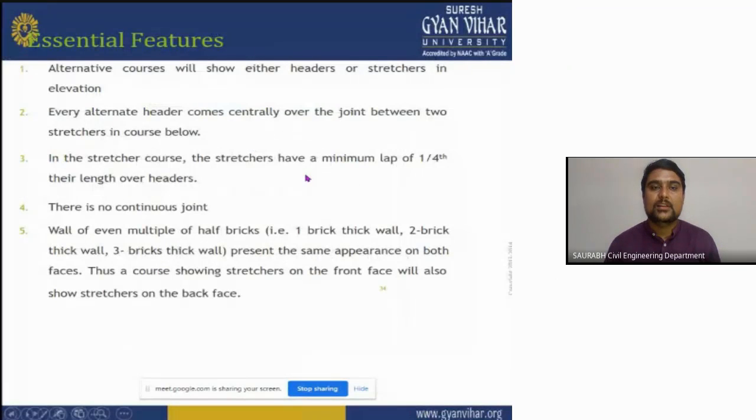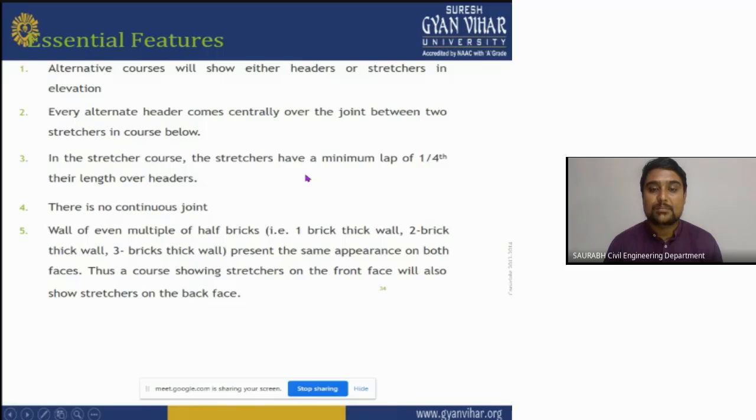Now we will see some essential features of the bond, which are mentioned here. First, alternate courses will show either header or stretcher in the elevation. Every alternate header comes centrally over the joint between two stretchers in the course below. In the stretcher course, the stretcher has a minimum lap of one-fourth of its length over the header. There is no continuous vertical joint.